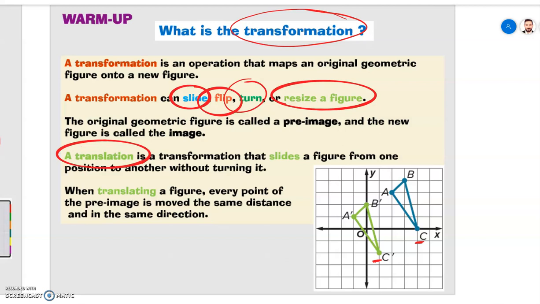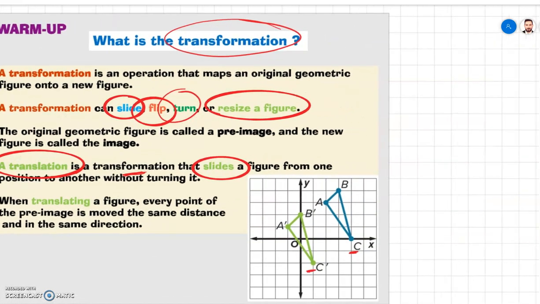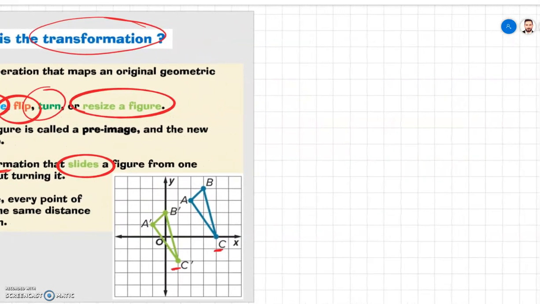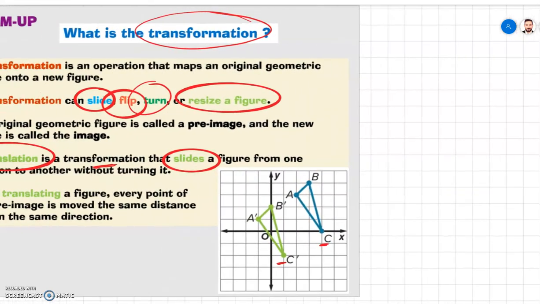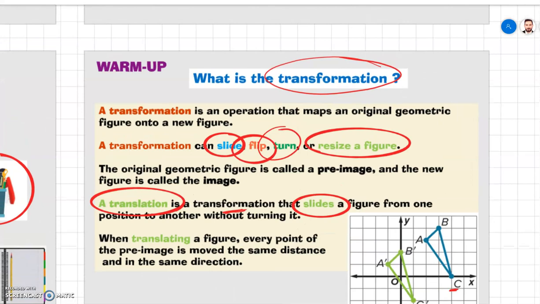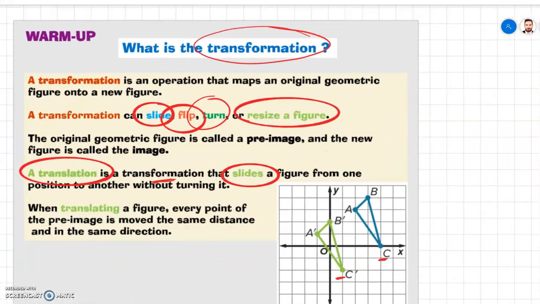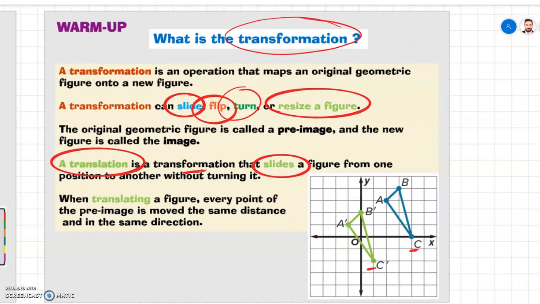Let's see what translation means. Translation is a part of transformation that slides. It means just slide the figure from right to left, from left to right, from up to down, from down to up. Slides only. Like I'm sliding the screen like this exactly. I'm sliding it right, or sliding it down, or sliding up, or translating left. So this is a translation.